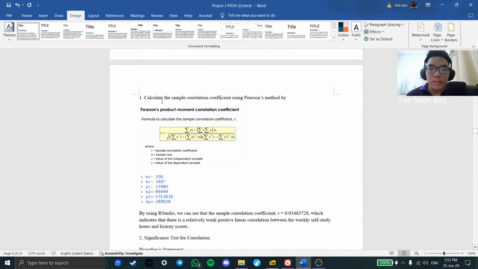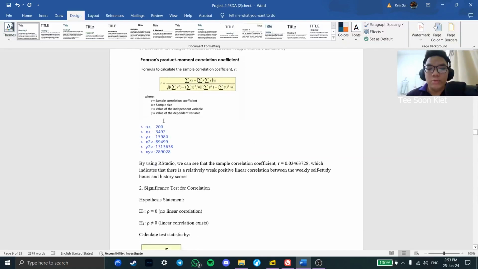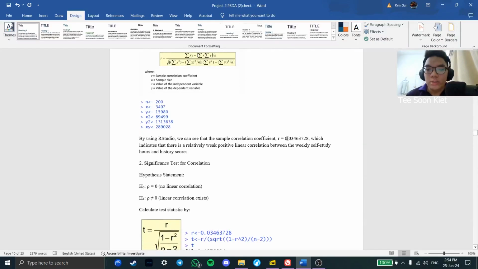Here is the Pearson product moment correlation coefficient. We'll be using this formula to find out the R value, where all this is gotten from RStudio, where R is 0.035.